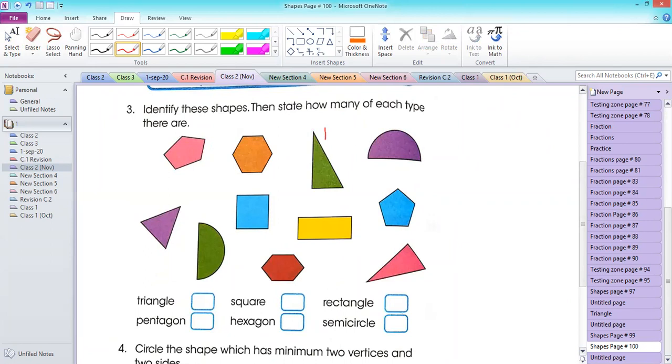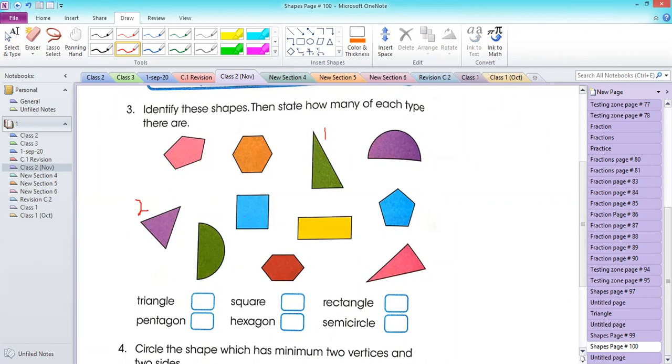Look here. Are there 3 vertices? No, 1 and 2. Only 2 vertices. Look here. This is 1, 2, and this is 3. So there are 3 vertices in this. And I will check the sides. 1, 2, 3. So this is also a triangle because it is having 3 vertices and 3 sides. So it is 2.